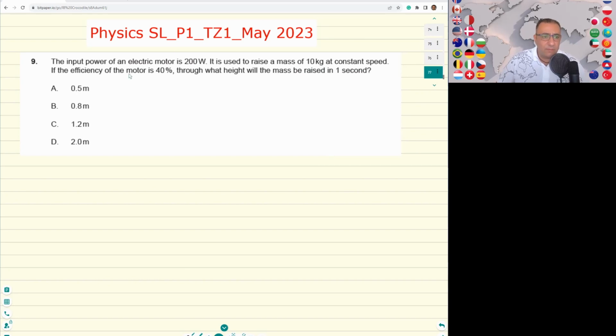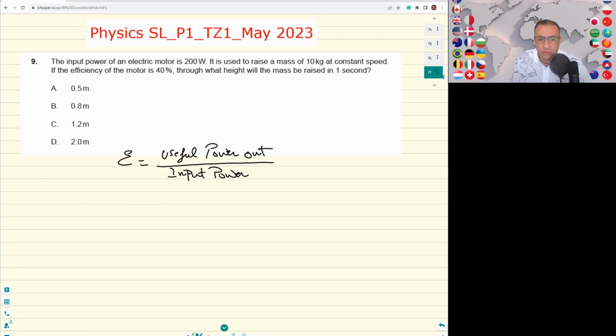So let's remember the efficiency formula. What is efficiency? There are two formulas for efficiency. We call it eta, the Greek letter. Efficiency is the useful power out divided by the input power, or the total input power. This is one formulation, and this is the one that you are going to use.